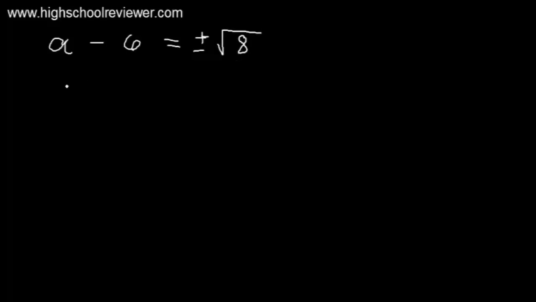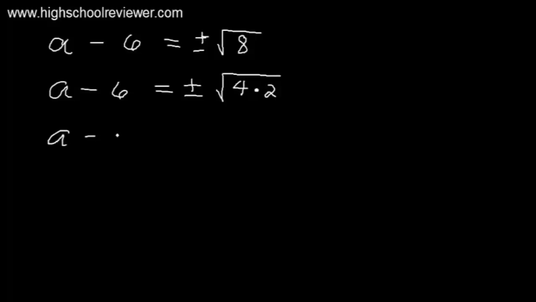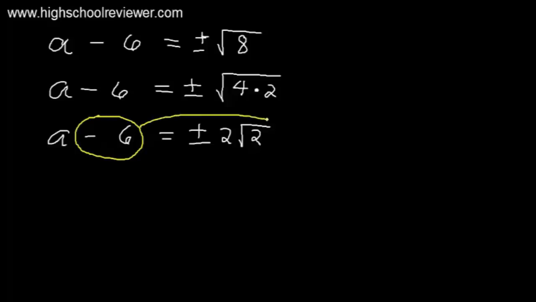Now we can simplify 8. Okay, so we will have here a minus 6 equals plus minus. So the factors of 8 will be 4 and 2. So this will be 4 times 2. So we will have here a minus 6 is equal to plus minus the square root of 4, which is 2. And we will have here the square root of 2. Now to find a, we need to transpose negative 6 to the other side. So transpose that to the other side.